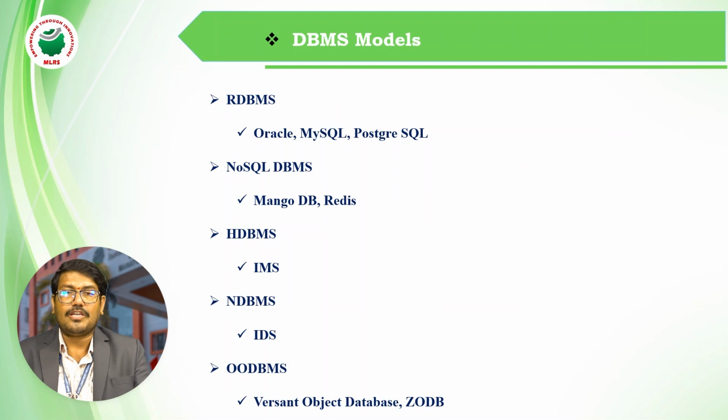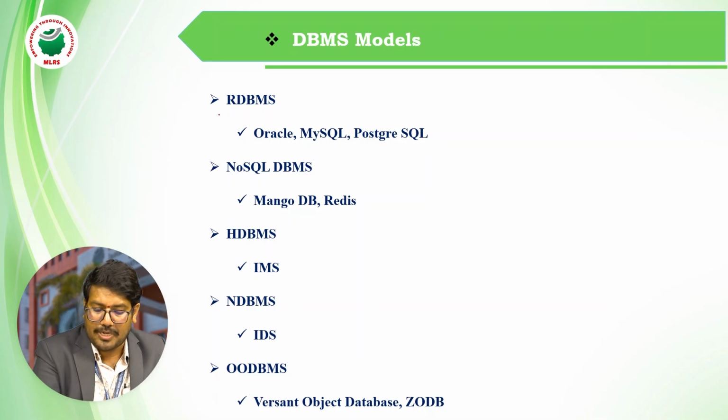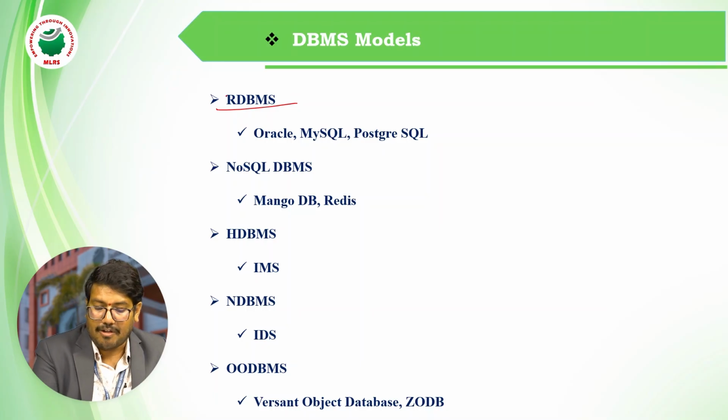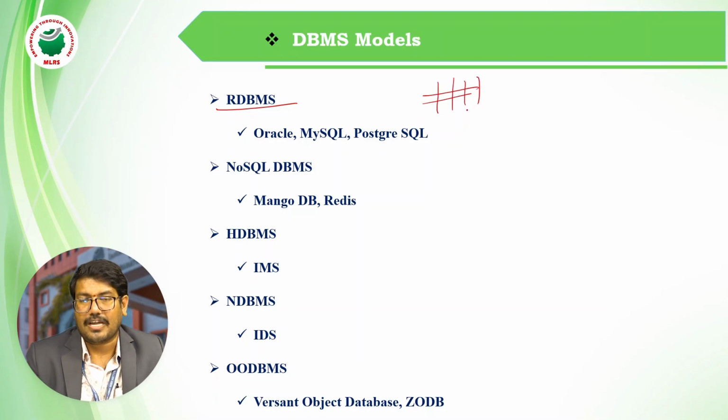Now, what are the various models we have in this DBMS? In due course, we are going to study a few among them, but there are different types, models, or styles of data storage. The very first one is RDBMS, Relational Database Management System, where data is stored in the form of rows and columns. So data can be accessed in the form of rows and columns, especially.